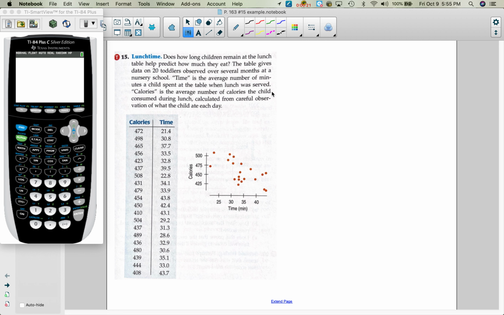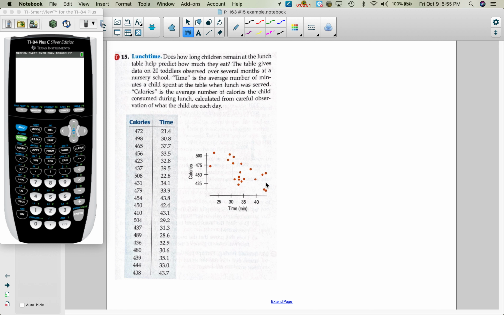So this question says, does how long children remain at the lunch table help predict how much they eat? The table gives data on 20 toddlers observed over several months at a nursery school. Time is the average number of minutes a child spent at the table when lunch was served. Calories is the average number of calories the child consumed during lunch, calculated from careful observation of what the child ate each day. So we're taking a look at that.